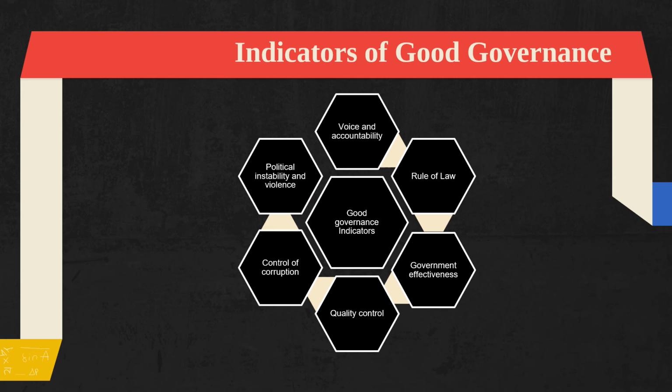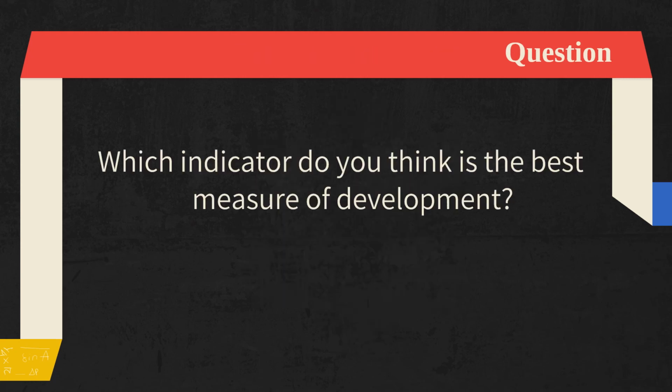From this slide, you can see the importance of the indicators of good governance. You can see rule of law is important for stability of a country, quality control, control of corruption, political instability, and violence, especially in the digital age where stability of government is supposed to support development. Which indicator do you think is the best measure of development?